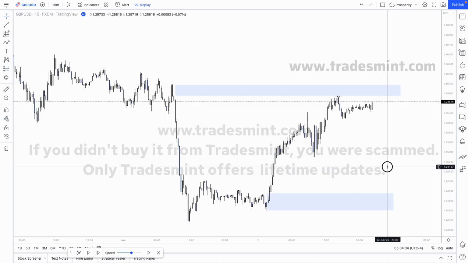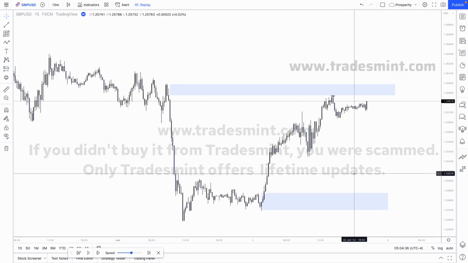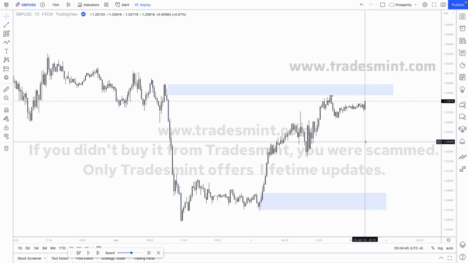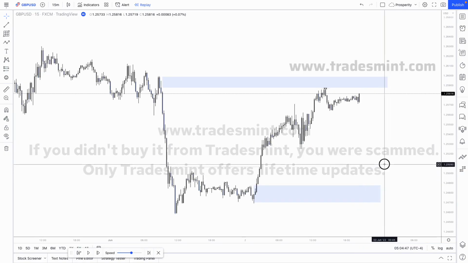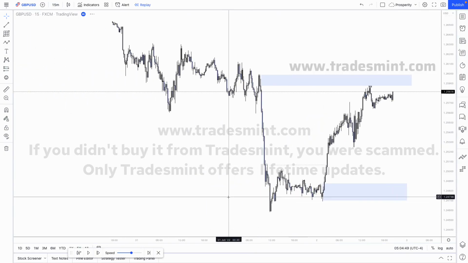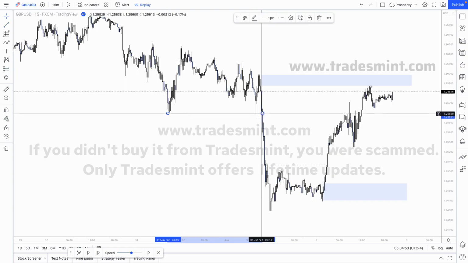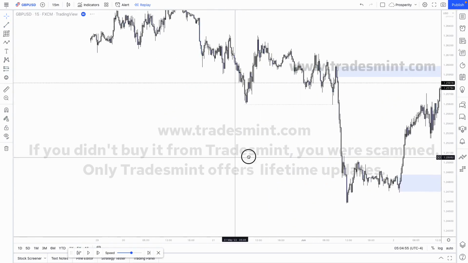In this video we're going to be looking at a GU short that was available on the 2nd of June, New York time, New York session. So just looking at the M15, you can see internal breakup structure to the downside taking place here from this supply level here.